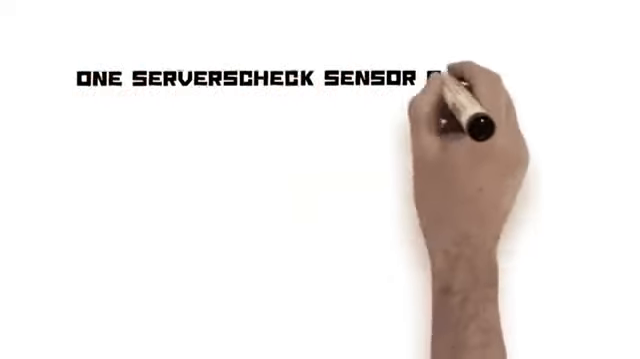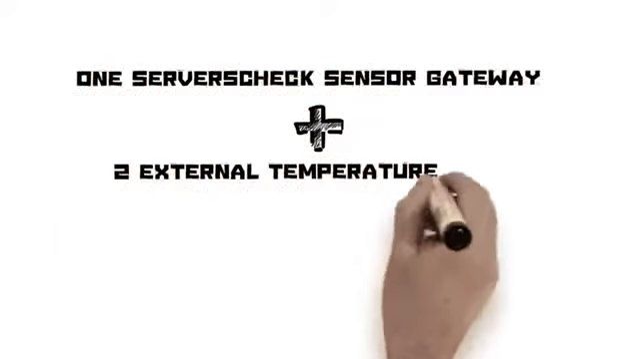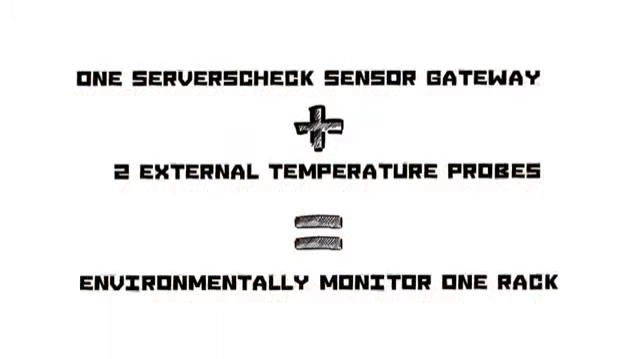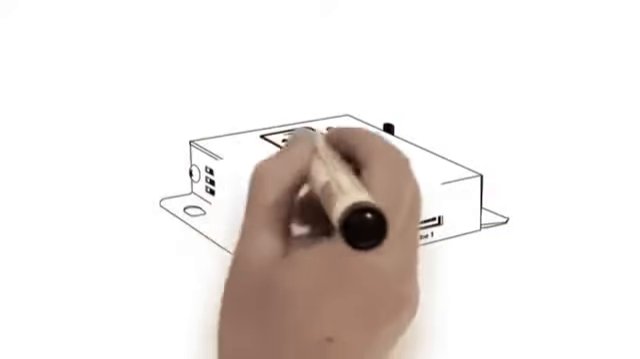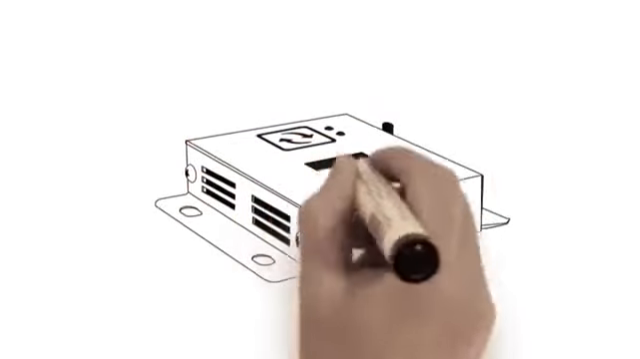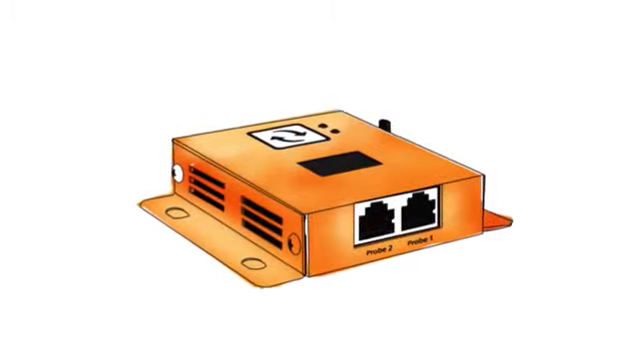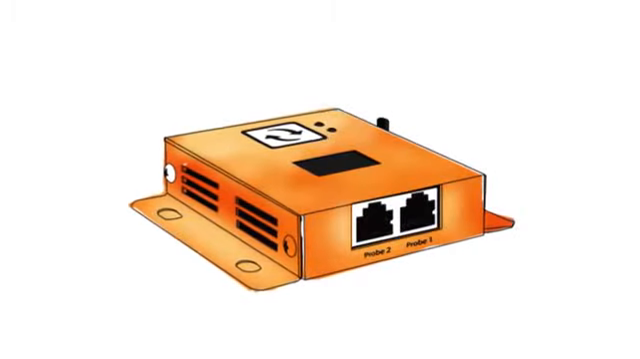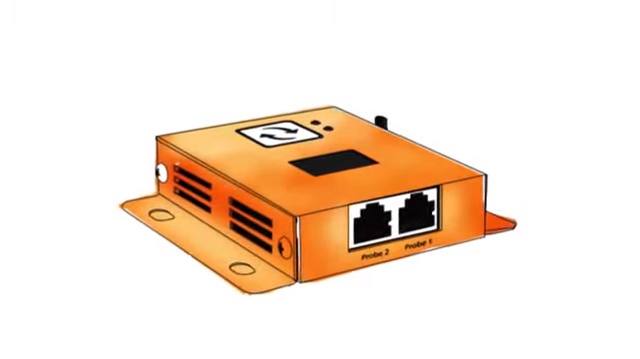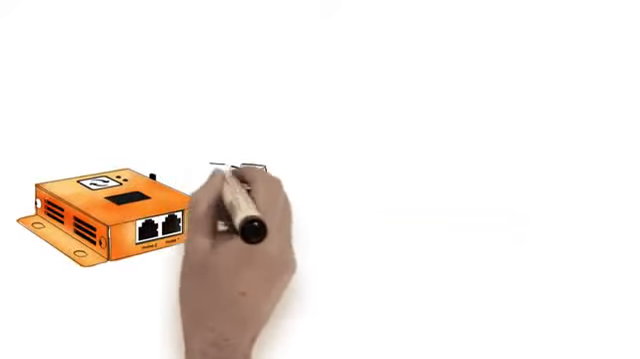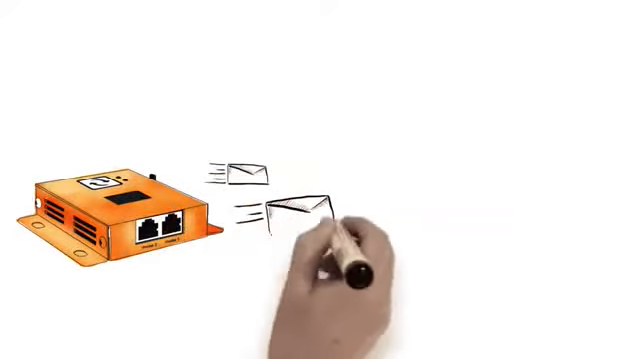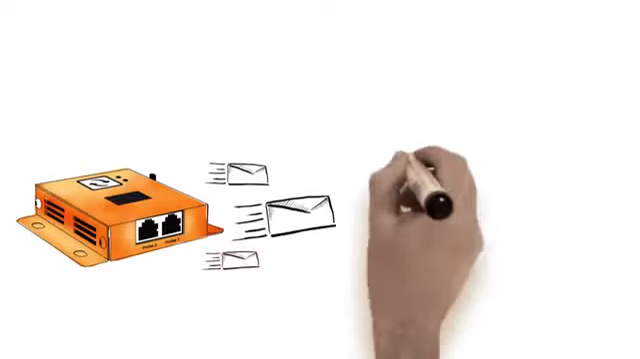With one Servers Check sensor gateway and 2 external temperature probes, you can monitor one rack. The Servers Check sensor base unit is called the sensor gateway. By default, the sensor gateway is an IP and SNMP-based temperature sensor. It can be extended with up to 2 external sensors. The sensor gateway is either powered through Power over Ethernet or through a power adapter. It doesn't require a PC to work.